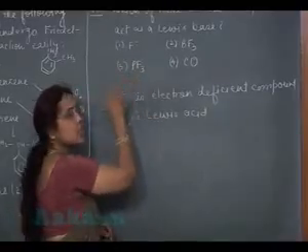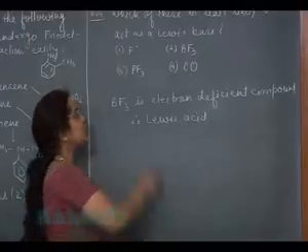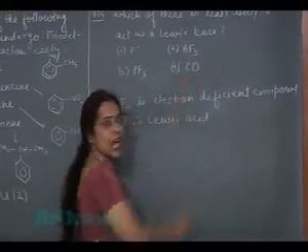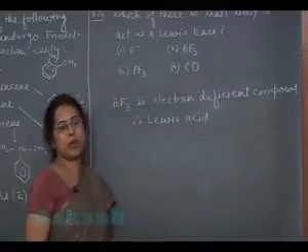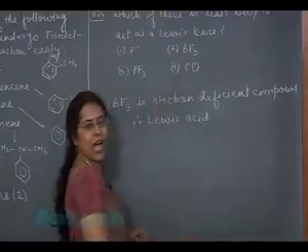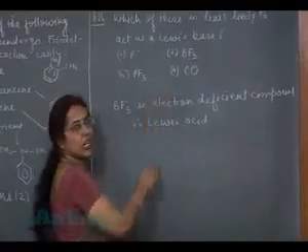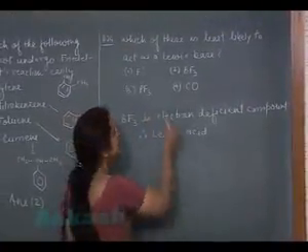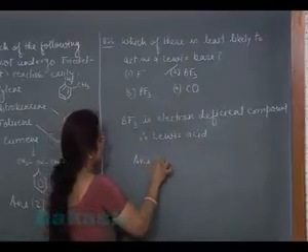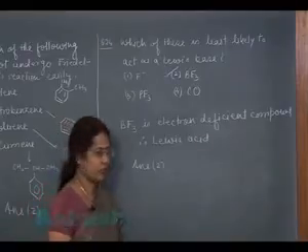Third option, this is PF3. Phosphorus is having a lone pair electron. So this molecule can also behave as Lewis base. Fourth is carbon monoxide. Both carbon and oxygen are having lone pair electron. So they too behave as Lewis base. So in all these four options, only BF3 acts as a Lewis acid. So answer should be second option. Next question is question number 25.